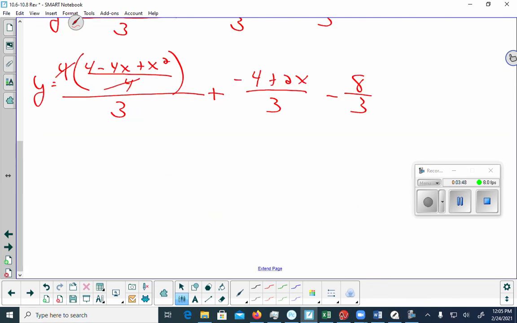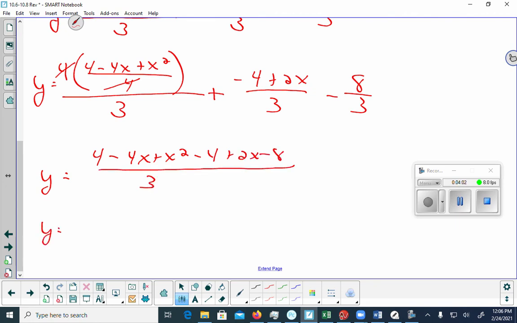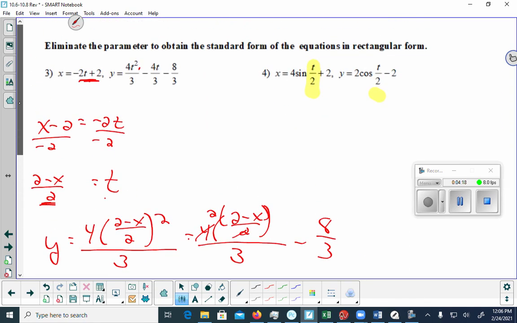I notice that I have a common denominator of 3. So I'm going to make this 4 minus 4x plus x squared minus 4 plus 2x minus 8 all over 3. Combining like terms, I get x squared minus 2x minus 8, and this is all over 3. And now I've eliminated the t, and I'm just left with x and y, so I have eliminated my parameter. The next one is a trig function, so I'm going to bring that down. Hold on.